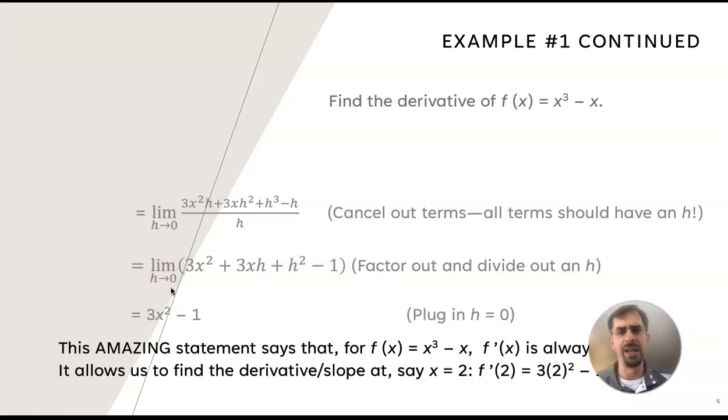So this is a really amazing and remarkable statement because it says that no matter what x you choose for the function x cubed minus x, f prime of x is always 3x squared minus 1, which is going to allow us to find the derivative or the slope at any value, I don't know, like 2. So let's say you plug in 2 into our derivative here, and we get 3 times 2 squared minus 1, which is 11. So this is going to easily allow us to find out what our derivative or our slope of our tangent line is at any value.